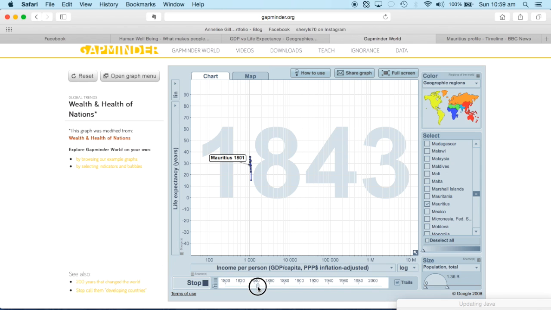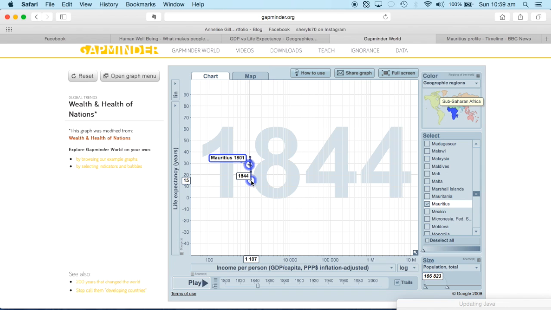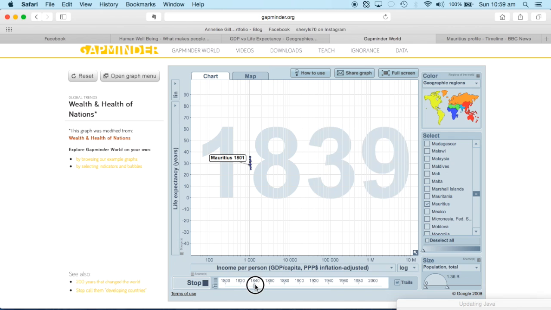And then it goes 1843. We had a really big drop. Was that 1843? 1844. Which is interesting because I've got no records, nothing on the timeline that indicated why there was that drop in 1844. 1854.